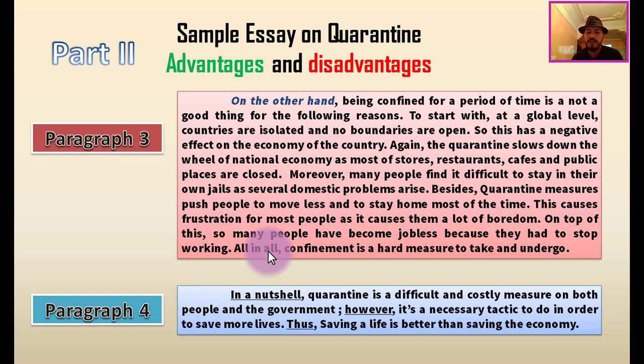To sum up, all in all, quarantine is a difficult and costly measure on both people and the government. However, it's a necessary tactic in order to save more lives. Thus, saving a life is better than saving the economy. So here we have "in a nutshell", "however", "thus", which means therefore. I hope you have benefited from this sample that I have written for you.